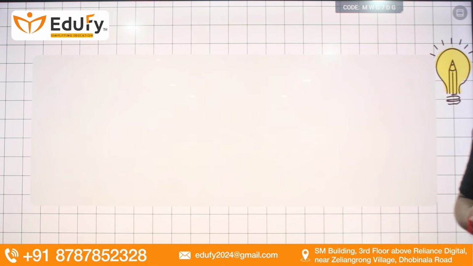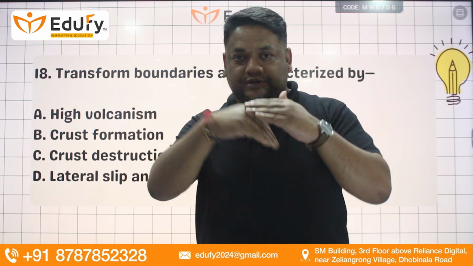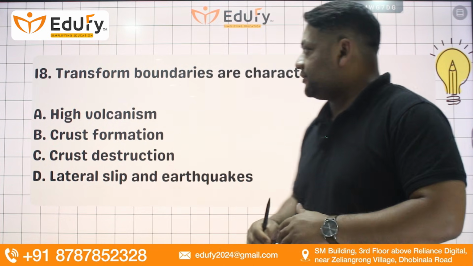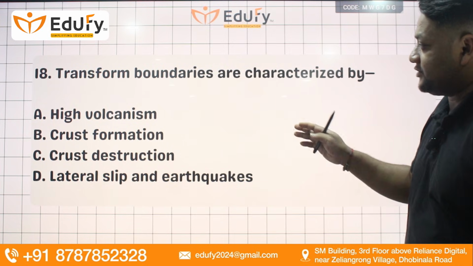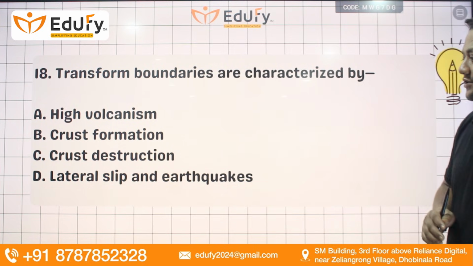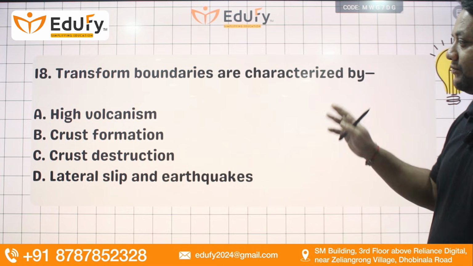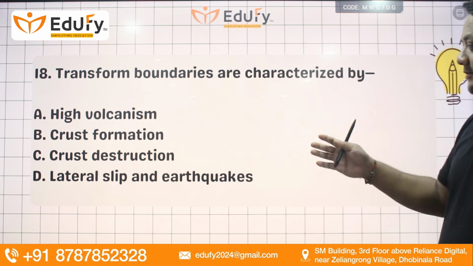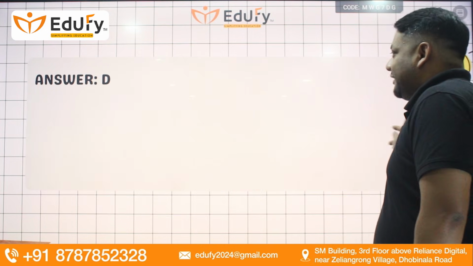Okay. Next, what is a subduction zone? It is where one plate, after collision, goes down towards the inner part of the Earth. Transform boundaries are characterized by: high volcanism, crust formation, crust destruction, or lateral slip and earthquakes. Transform boundaries generally slip and cause earthquakes. All right. So D is the right answer.